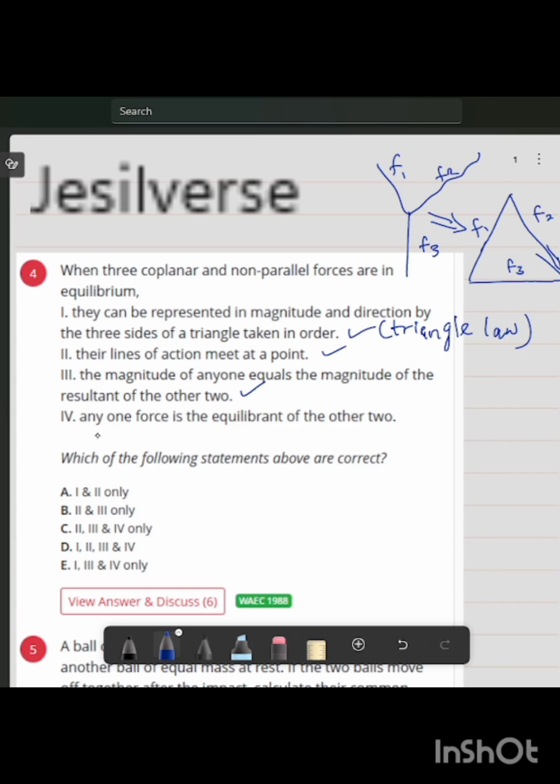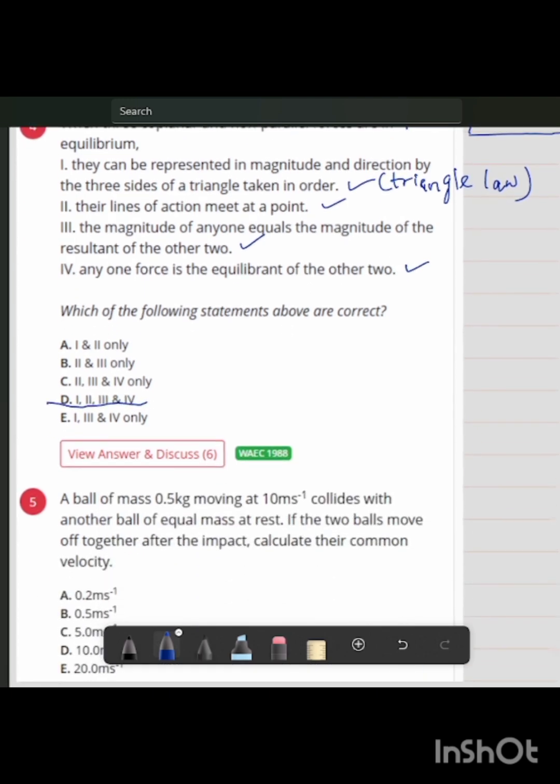They said also any one force is the equilibrant. In other words, it balances the system. One force balances the system for the other two. This also checks out. All right, so which means option D happens to be correct. All right, having answered that.